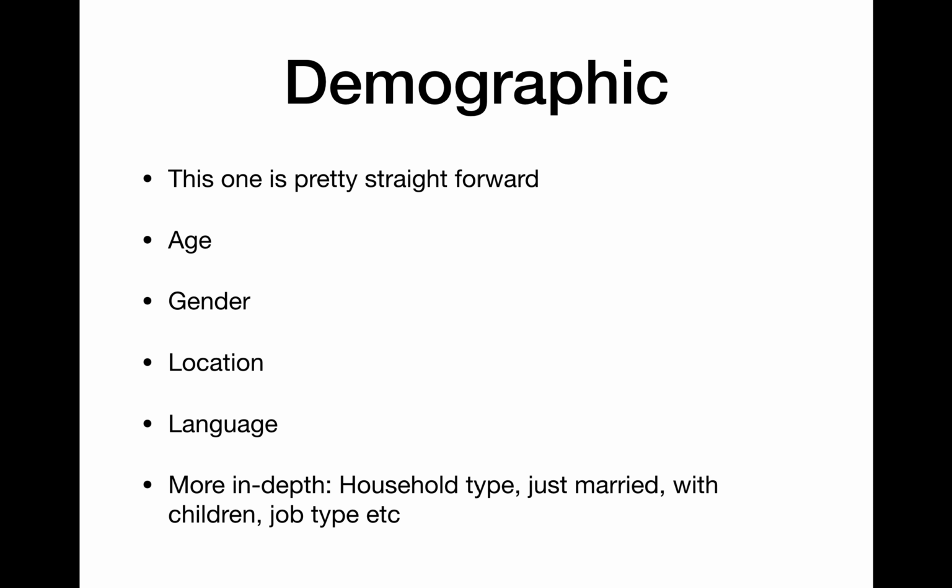Then we have demographic, which is pretty straightforward, when everyone knows what demographic is. It's the age, gender, location, language, and perhaps more in-depth stuff about an audience, such as the household type, their relationship status, whether they have children or not, how old the children are perhaps, and their job type, and even their income bracket.